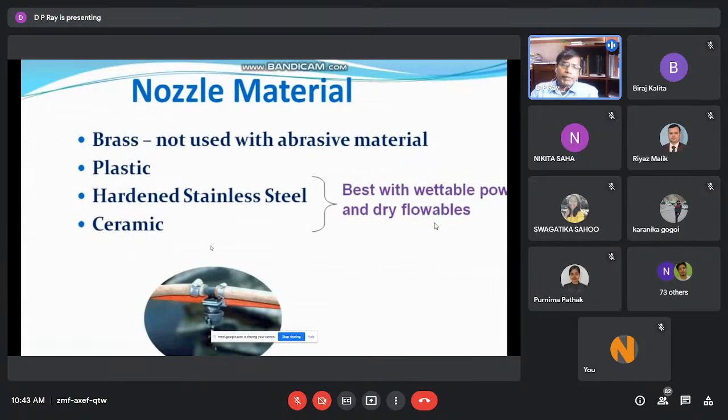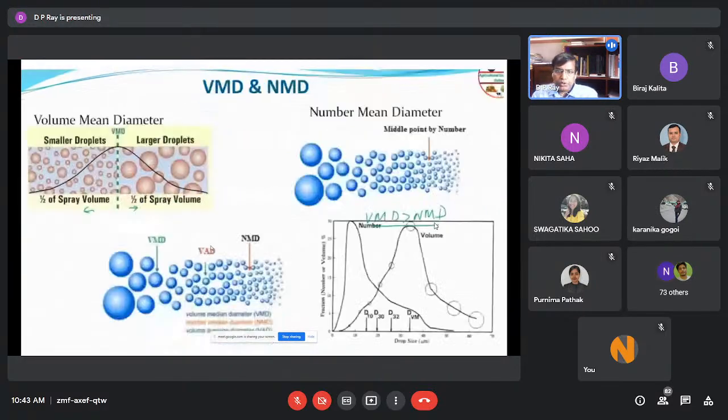It is generally made of brass, which is not used for abrasive materials, or maybe plastics, or hardened stainless steel, or maybe ceramics. For wettable powders and dry flowables, hardened stainless steel and ceramics are very important.